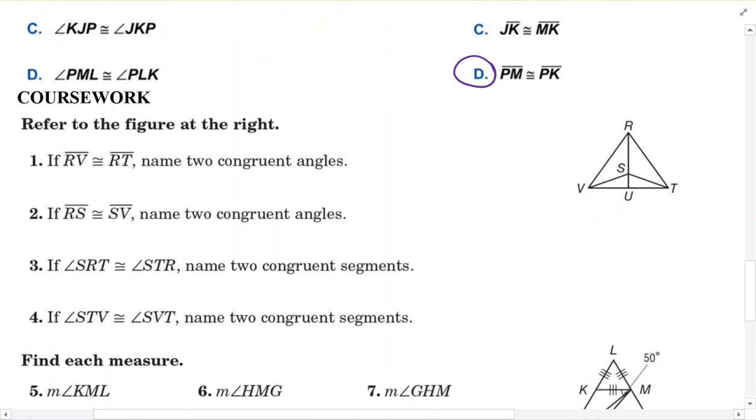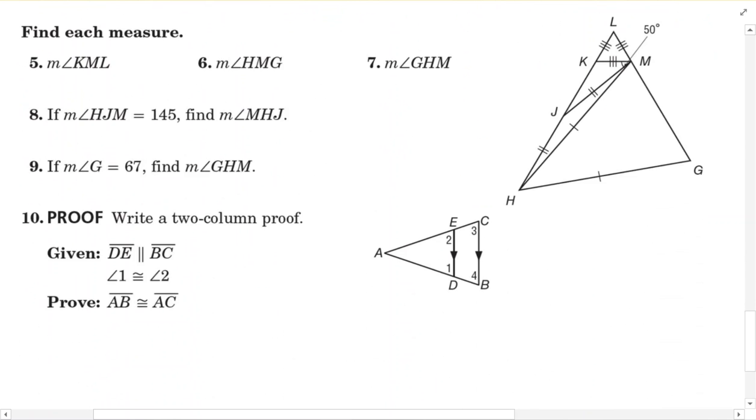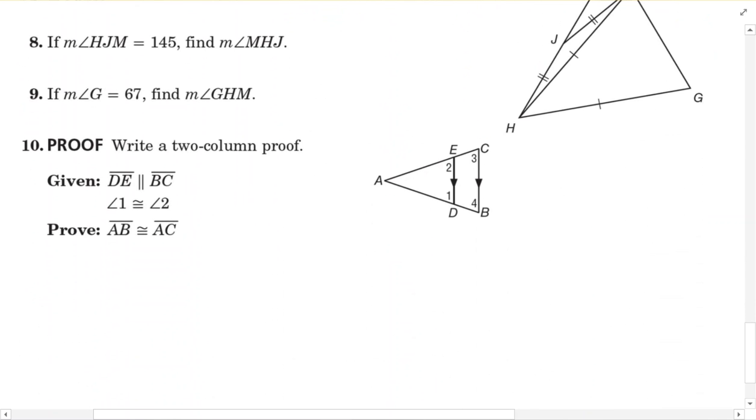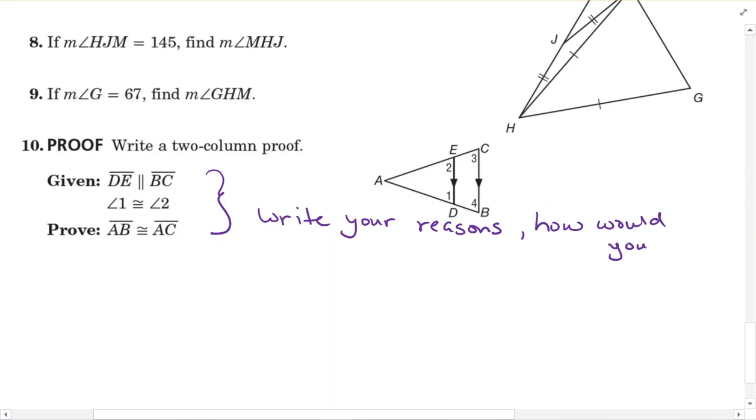So I want you to complete the coursework. On the very last problem where it says write a 2-column proof, I don't necessarily want you to write a proof, but write your reasons why you know. How would you go about proving it? So I don't care what order you have written it in. I don't care how you do it, but at least write your reasons why you know.